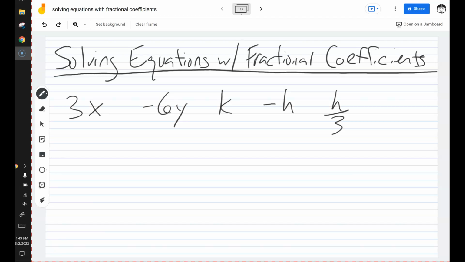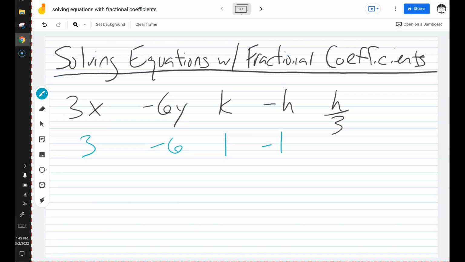First, just a quick reminder of what coefficients are. They are the number part of a term that has numbers and variables in them. 3x, the coefficient is 3. The coefficient of negative 6y is negative 6. Even k has a coefficient. It's 1, right? 1 times k is k, so 1's the coefficient.